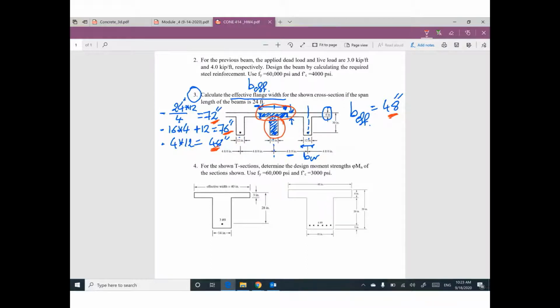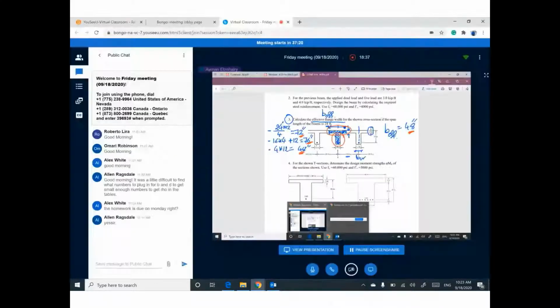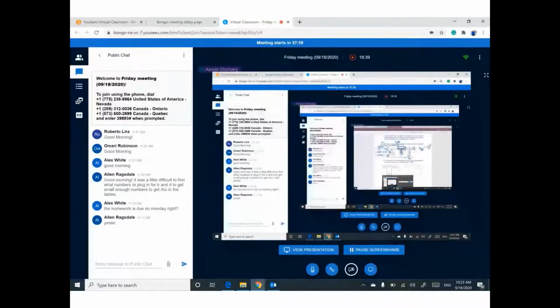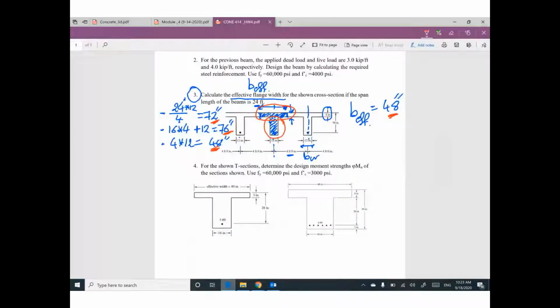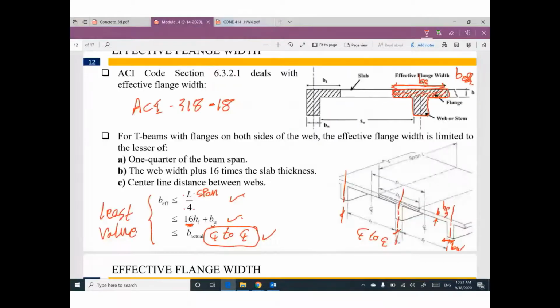Any question for this point? Guys, any question for this point? Very easy. Quarter span, web width plus 16 times slab thickness, or center line distance between webs.